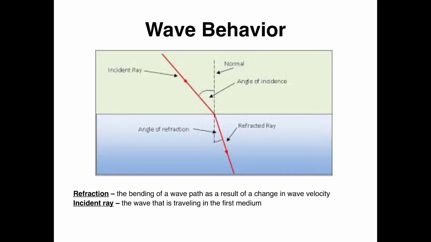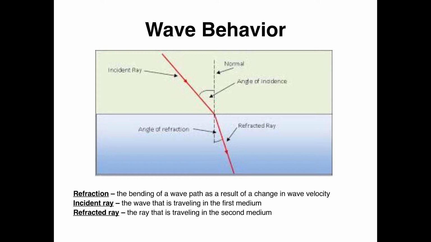The incident ray is the wave that is traveling in the initial or first medium where you start out, thus the name incident. The refracted ray is the ray that travels once the second medium has been entered. And so you see at the interface is where the change occurs. You start out, it's an incident ray up until the interface, and then it turns when it enters the second medium.